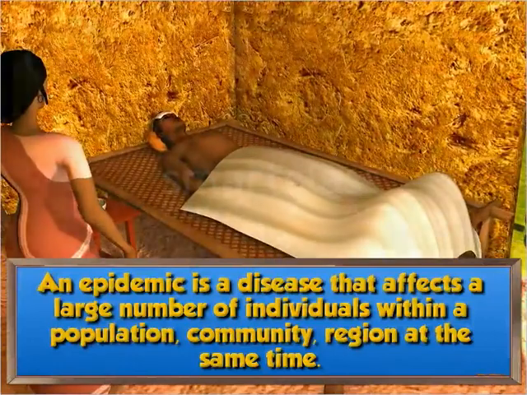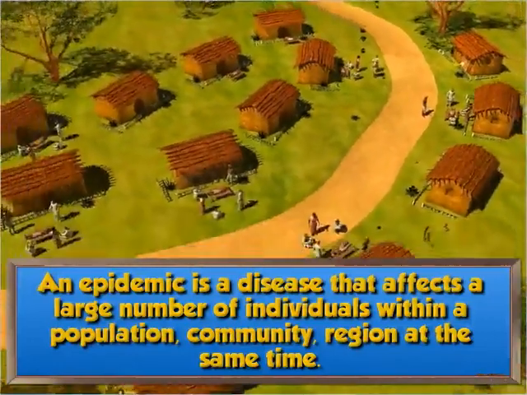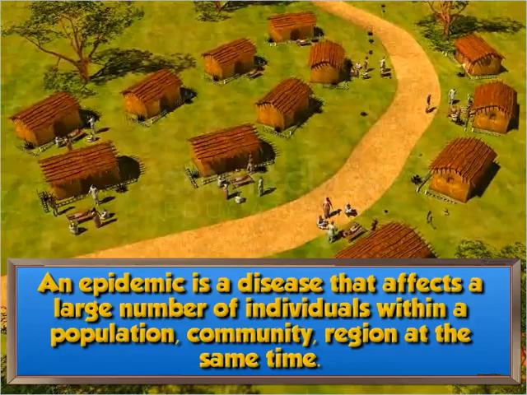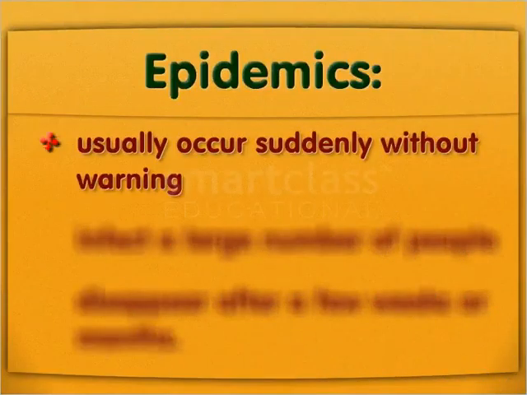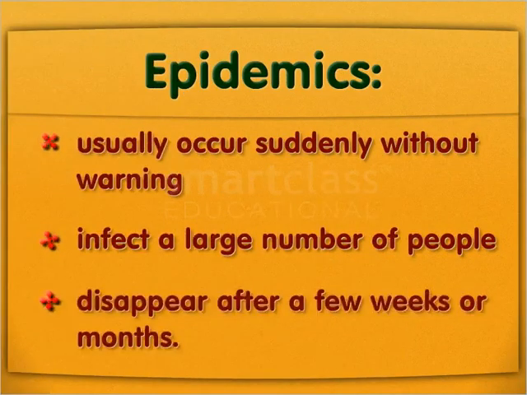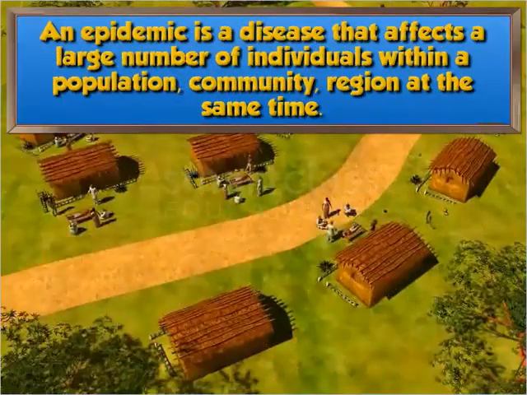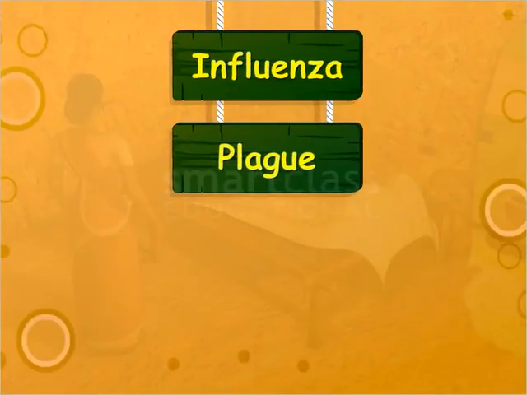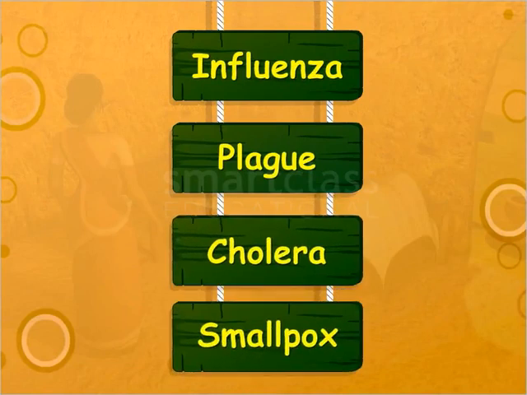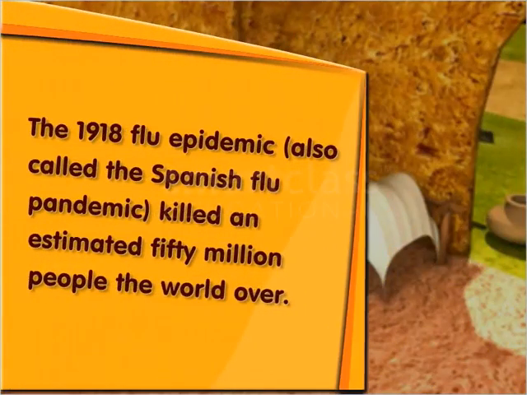An epidemic is a disease that affects a large number of individuals within a population, community, or region at the same time. Epidemics usually occur suddenly without warning, infect a large number of people, and disappear after a few weeks or months. Influenza, plague, cholera, and smallpox are a few of the epidemics that the world has witnessed from the earliest times till now. In 1918, the flu epidemic, also called the Spanish flu pandemic, killed an estimated 50 million people the world over.